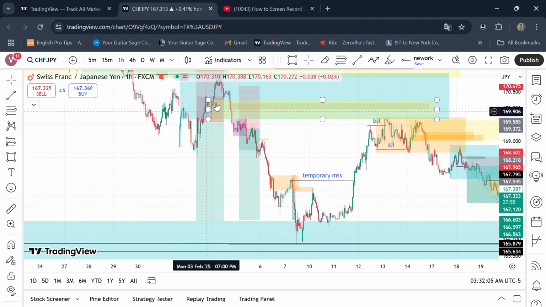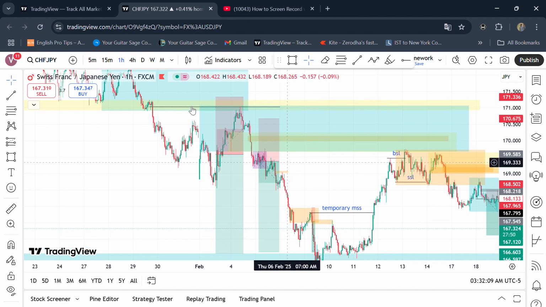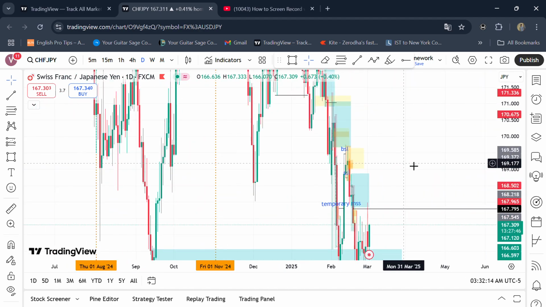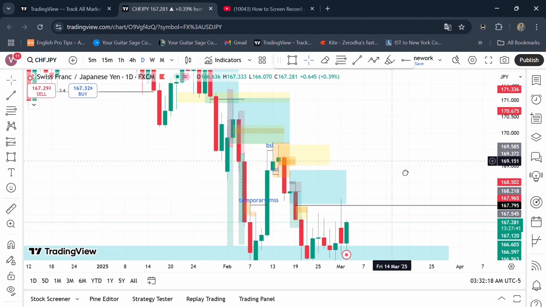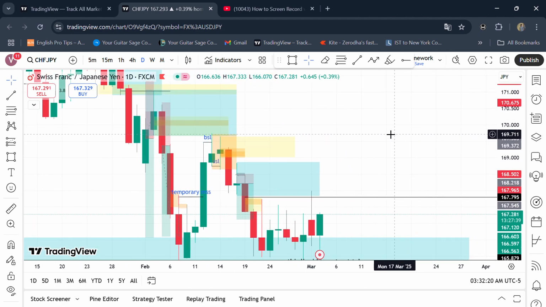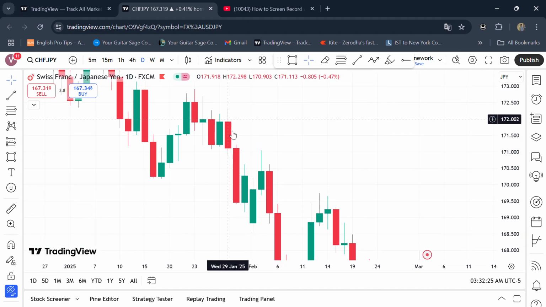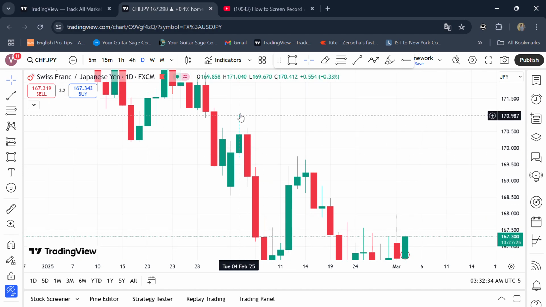So what happened while it was making its way down till here? One more POI got formed on the daily time frame. First, this was the only last POI left. It tapped this one and it came down. But while it came down, there was one more POI which got created.